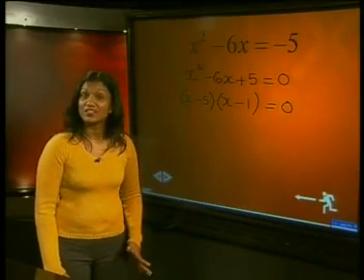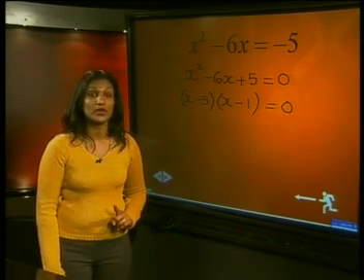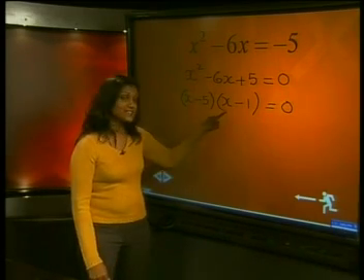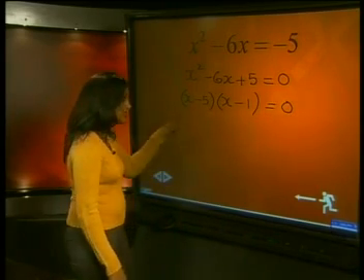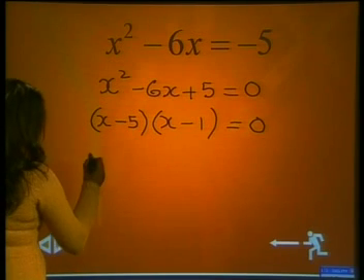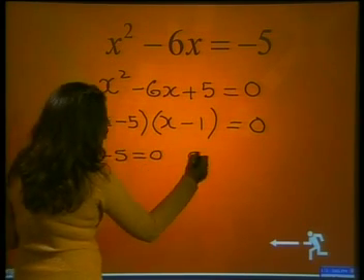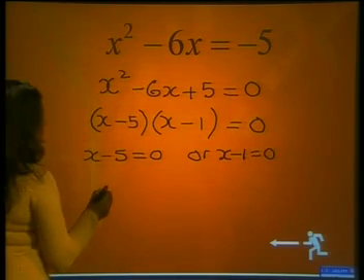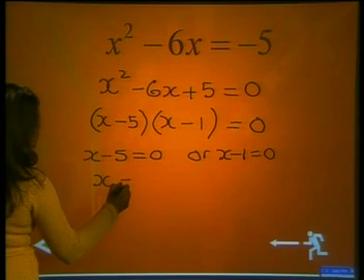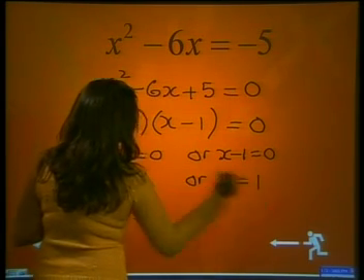After all of that, we haven't solved our equation yet, but we do have something we can work with. We now have two factors that when multiplied together give us 0. Do you recognize this? We can write that x minus 5 is equal to 0 or that x minus 1 is equal to 0. This is simple to solve, so we get x is equal to 5 or x is equal to 1.